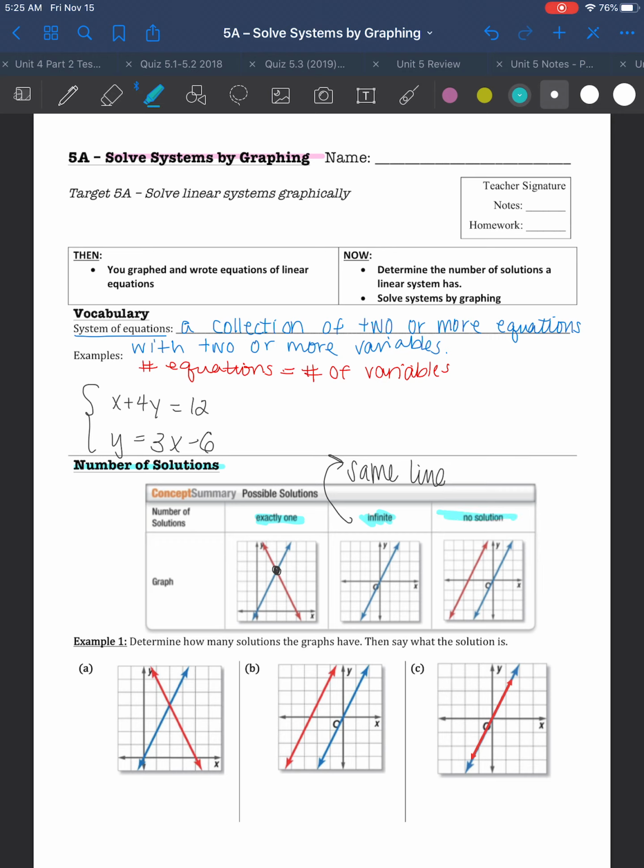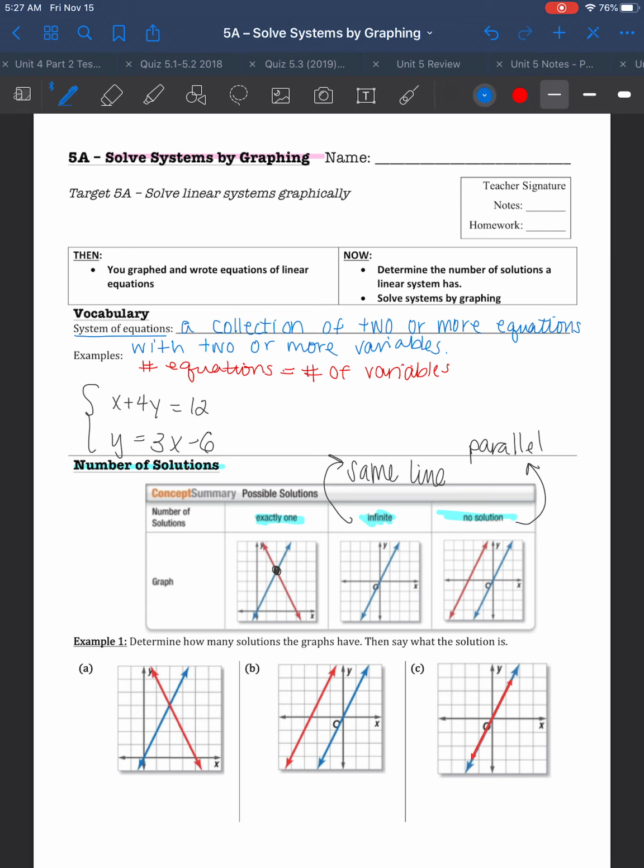The other option is when you have no solution, and that would be when your lines are parallel, which we talked about before, finding lines that are parallel, so we would be comparing their slopes.